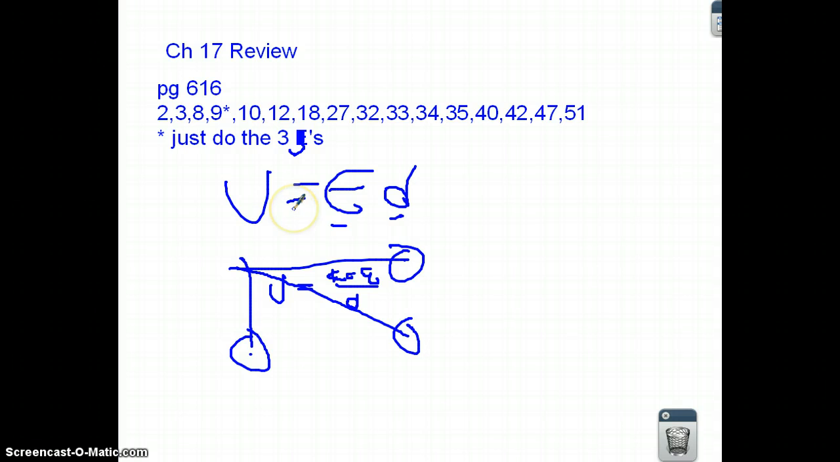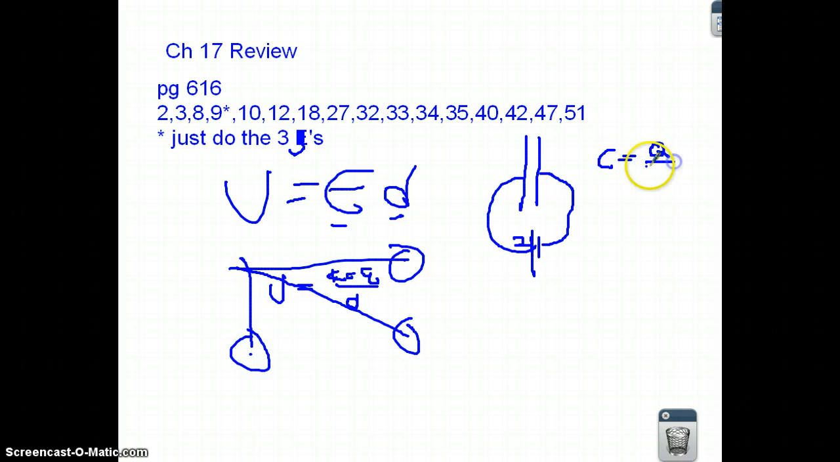Voltages. Number 10. What happens to the charge on a plate if you hook it up to a larger potential difference? With a parallel plate capacitor, you've got plate, battery. If you double the voltage, you will double the charge, because capacitance, where C equals Q charge over voltage. If you double the voltage, capacitance stays the same. Q has to double as well.